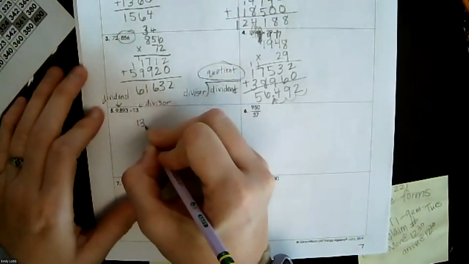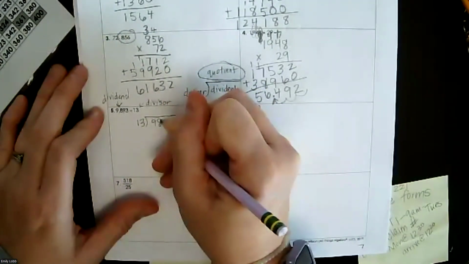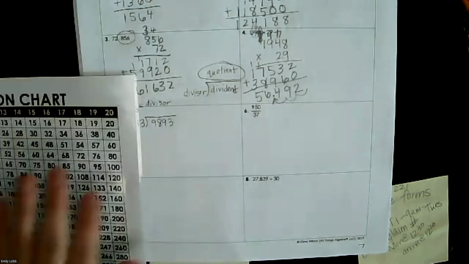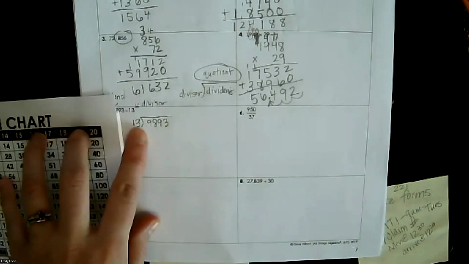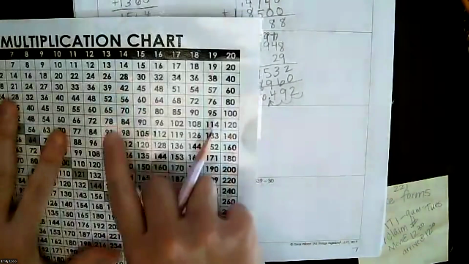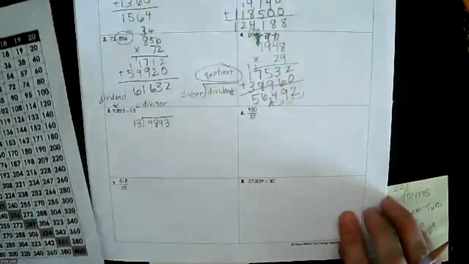And so our divisor is on the outside. So we're going to put a 13 here. And we have this 9893. So I'm going to kind of go around. You might want a multiplication table because we are dividing by 13. We do need to know the multiples of 13. So we're going to follow either this row or this column, whichever you find easier to figure this out.